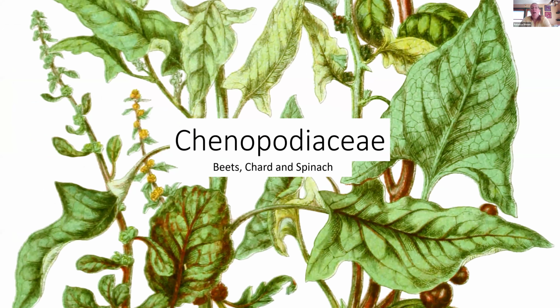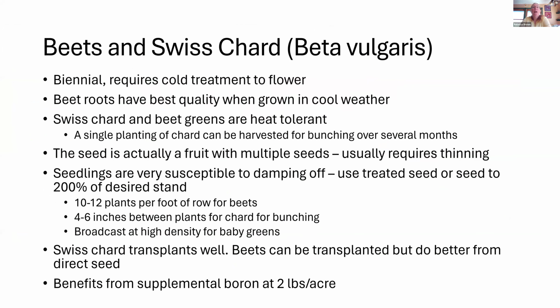Okay. So our next family is the Chenopodiaceae, or the goosefoot family, and this is beets, chard, and spinach. So beets and chard, as I mentioned earlier, are the same species, Beta vulgaris. Beets have simply been developed primarily for the root, where chard is developed for the petiole and the leaf. Both of these are biennials, so they require cold treatment to flower.